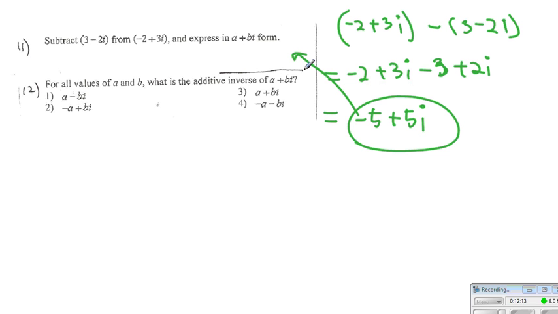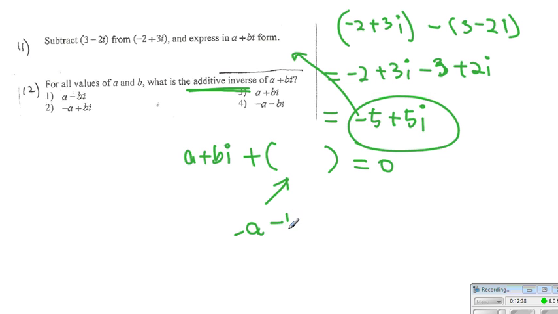Number 12. What is the additive inverse? Additive inverse simply means switching the sign so that you will end up getting the additive identity, which is equal to 0. So what we end up getting is this: a plus bi. What should we add on to this one so that we can get 0? In order for you to get rid of a, we should have negative a. And how about bi? It would have been negative bi. So we end up getting choice number 4.